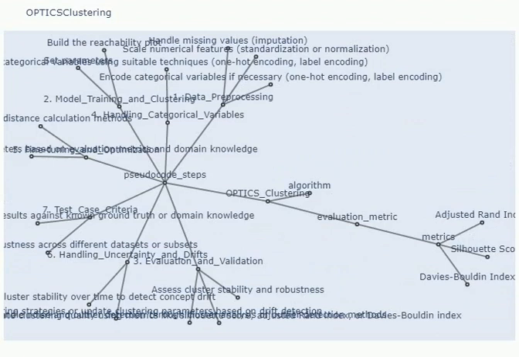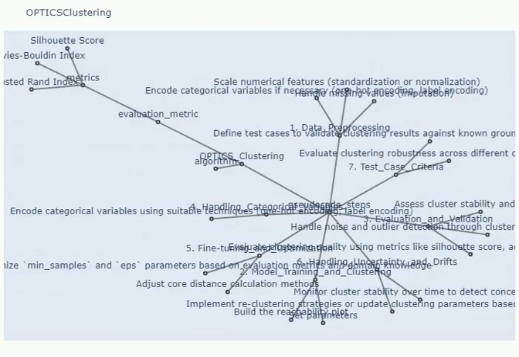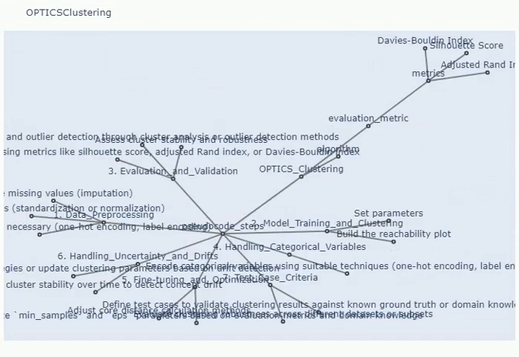Details: select datasets with known cluster structures and validate the clustering results. Evaluate clustering robustness across different datasets or subsets. Details: test the algorithm's performance on diverse datasets to ensure its generalizability and robustness. Evaluation metrics. Description: metrics to evaluate the quality and performance of clustering.